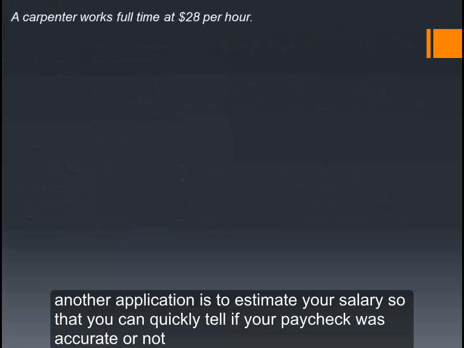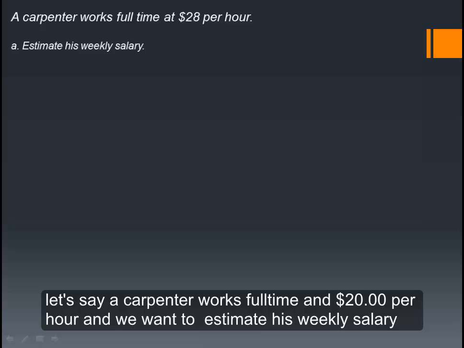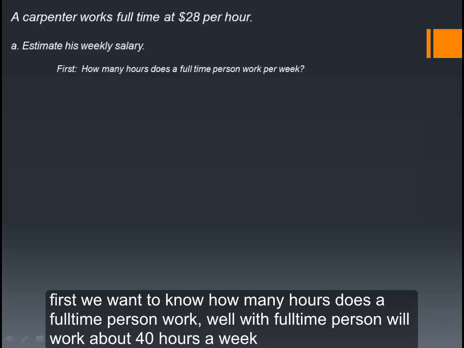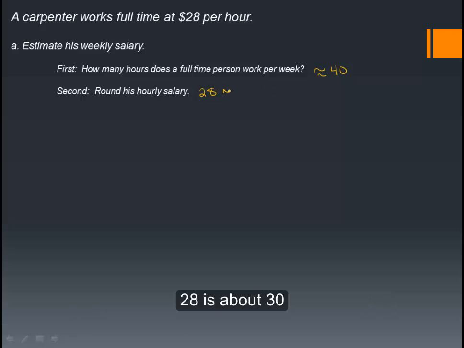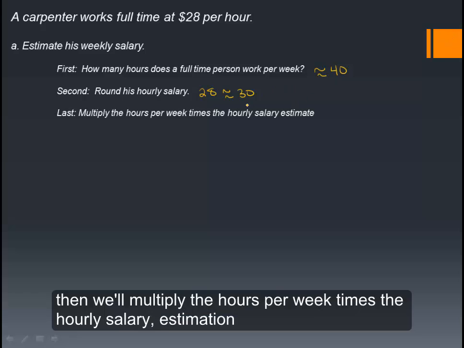Another application is to estimate your salary so that you can quickly tell if your paycheck was accurate or not. Let's say a carpenter works full-time at $28 per hour and we want to estimate his weekly salary. First, we want to know how many hours a full-time person works. Well, a full-time person will work about 40 hours a week. Next, we're going to round the hourly salary. 28 is about 30. Then we'll multiply the hours per week times the hourly salary.